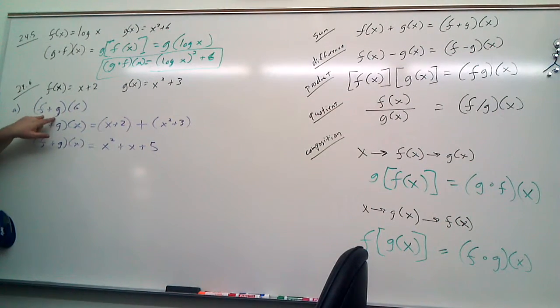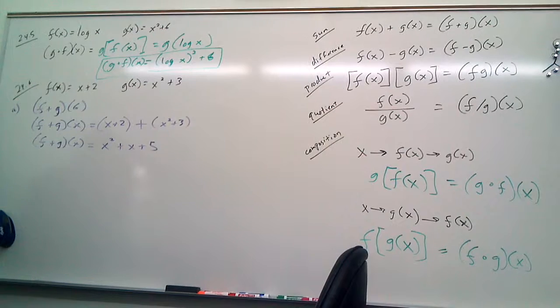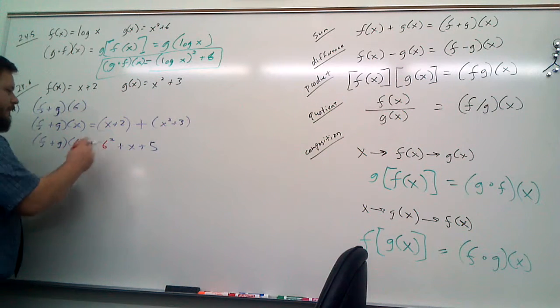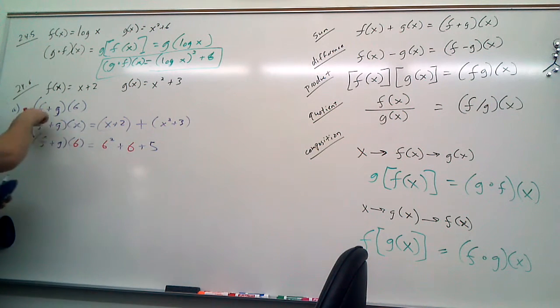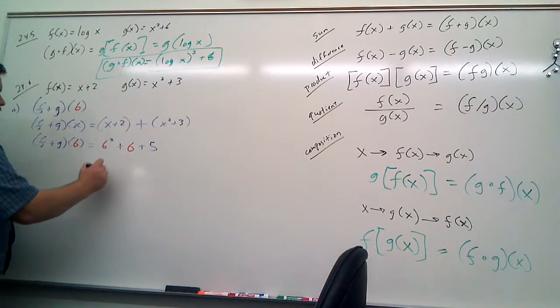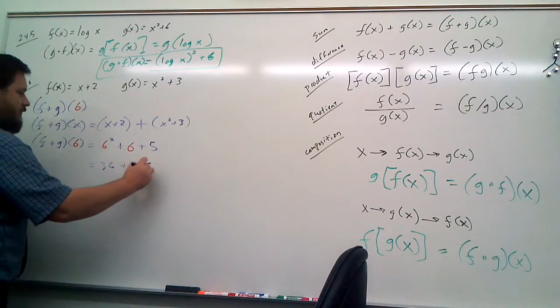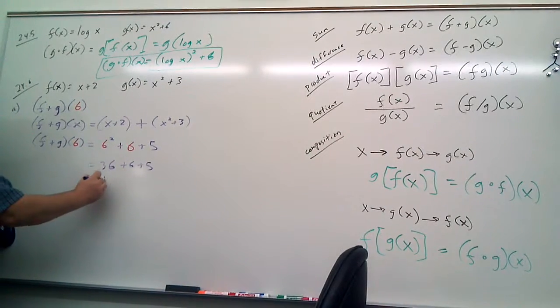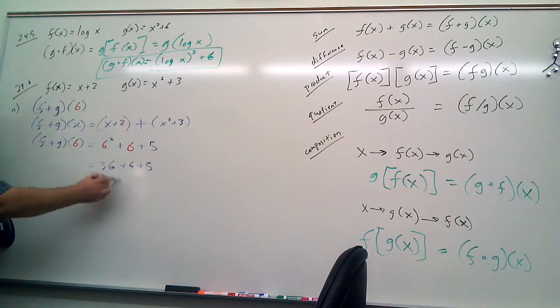But they wanted the f plus g of 6. So what we're going to do now is plug in a 6 for the x. They wanted to know the f plus g of 6, so 6 is x, so we're plugging in the 6 for the x. So we have 6 squared plus 6 plus 5, which is 11, and we have 47. And so our answer to this would be 47.